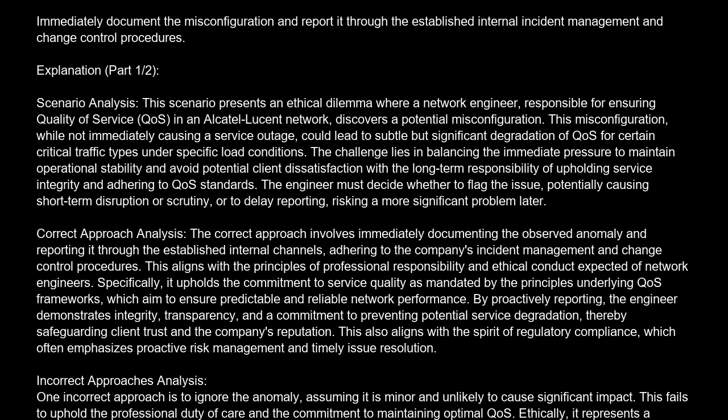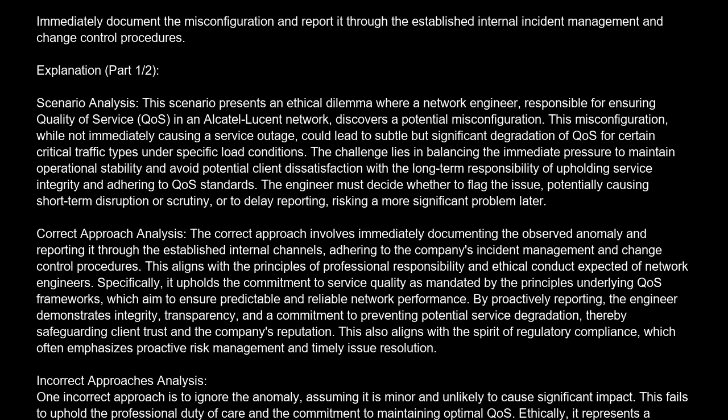The challenge lies in balancing the immediate pressure to maintain operational stability and avoid potential client dissatisfaction with the long-term responsibility of upholding service integrity and adhering to CoS standards. The engineer must decide whether to flag the issue, potentially causing short-term disruption or scrutiny, or to delay reporting, risking a more significant problem later.